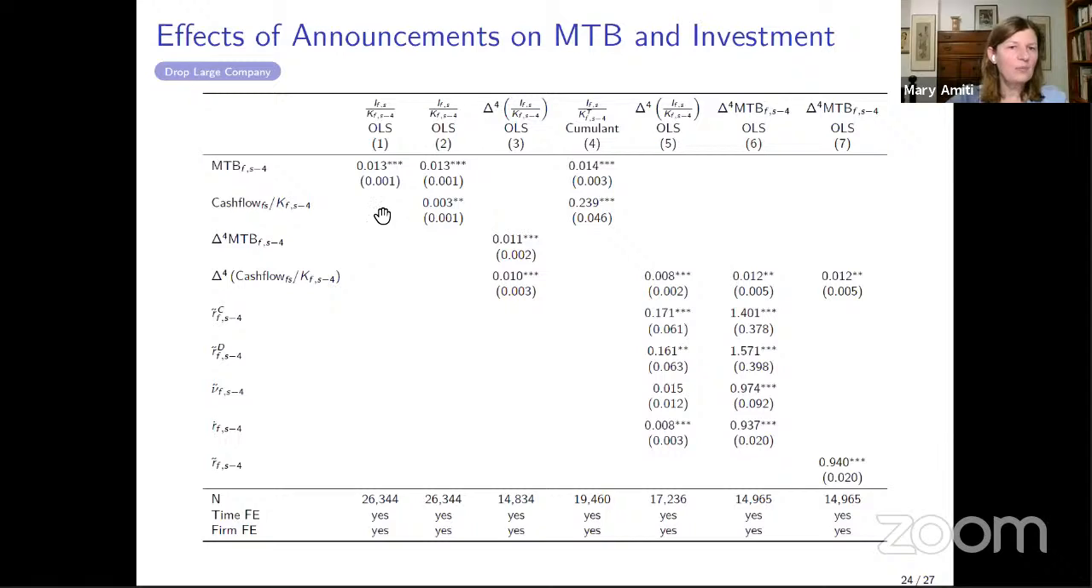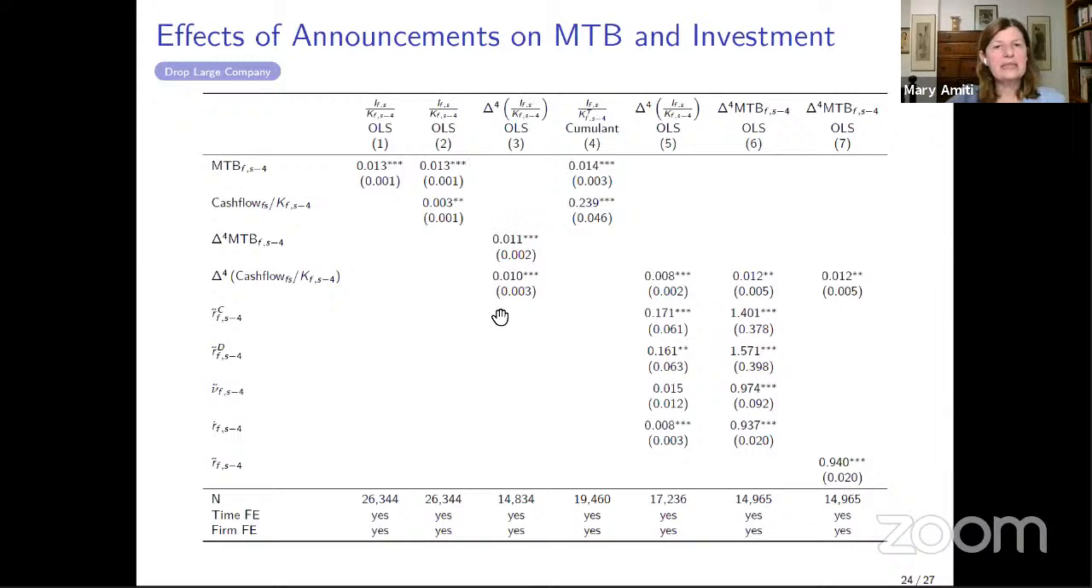So we first start off in column 1 with just regressing the IK in levels on the lagged market to book value, and we get this positive significant coefficient. Then, as in the literature, it's argued that you should also control for cash flow, just in case some firms are cash constrained, and that doesn't affect the market to book value at all. And then we do it in changes, four quarter changes, just to make sure that there are no seasonality issues. And you see, we get a very similar result. We get 0.011 instead of 0.013.